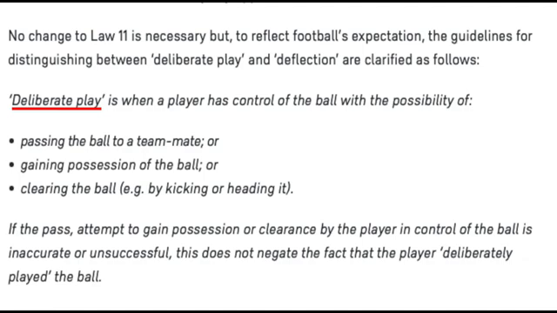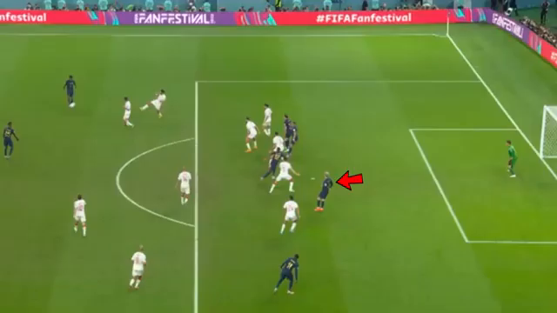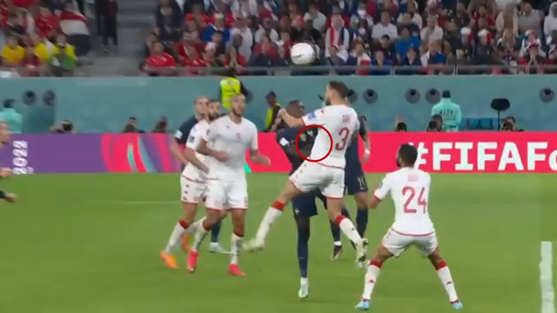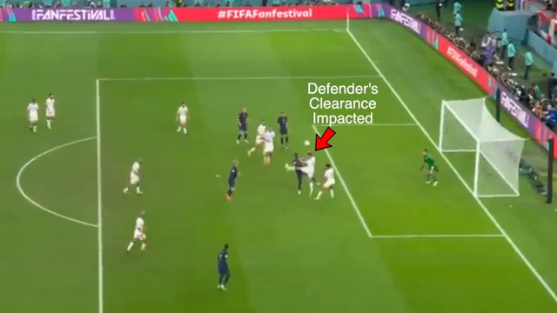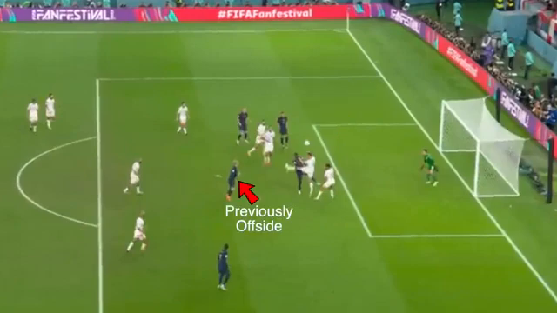You can see here that it's basically when a player is able to either gain control of the ball, pass it to a teammate, or clear it. As we saw in the example, the defender was not able to do any of those things, and so his touch was not considered a deliberate play. Therefore, the player coming back from an offside position was penalised for being offside.